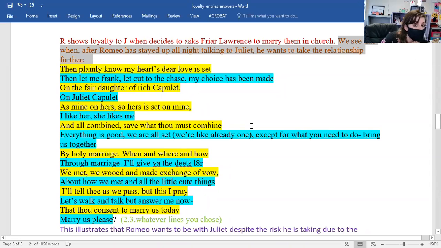Yeah, so that would be the end of the sentence above it, since see how there's no punctuation? So because there's no punctuation here, the thought continues here. So everything's combined except for what you must combine through marriage.